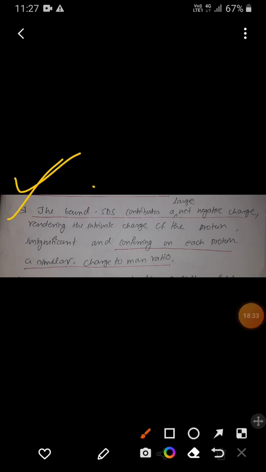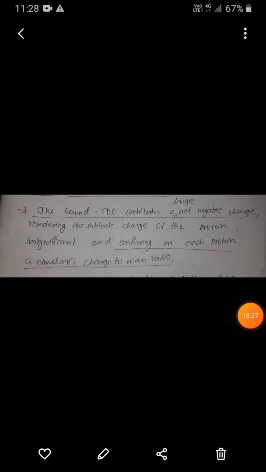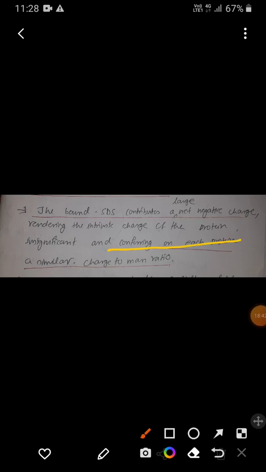Then the thing is, the bound protein, I have discussed with you that the bound SDS contributes a large net negative charge, rendering the intrinsic charge of the protein insignificant and conferring on each protein a similar charge to mass ratio. In addition, SDS also partially unfolds the protein such that all the SDS bound proteins assume a similar shape. Okay, that means SDS also acts as a denaturing agent. It unfolds the protein partially so that all the proteins have a similar shape.